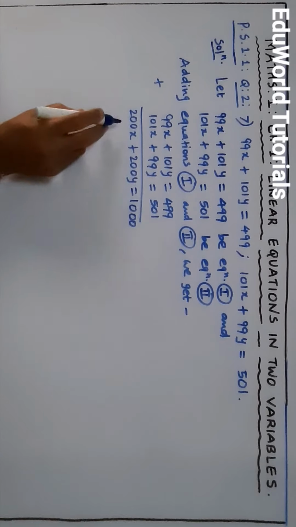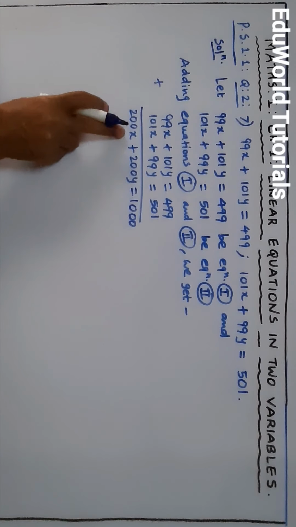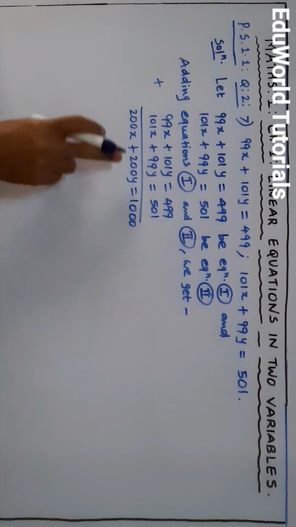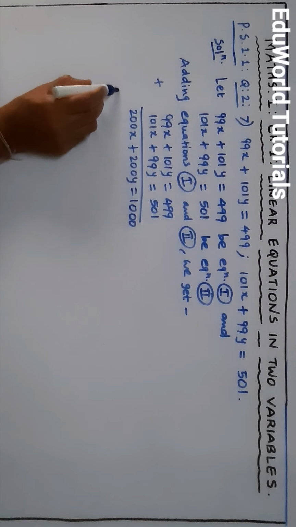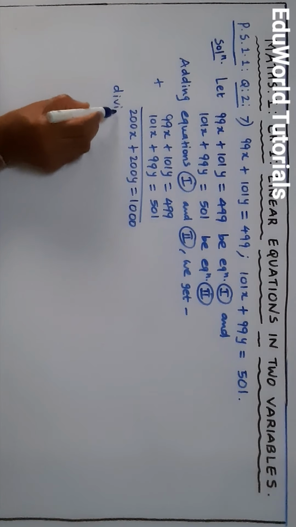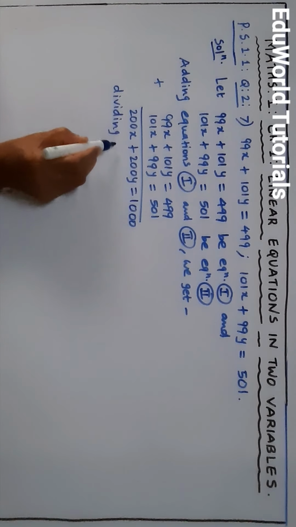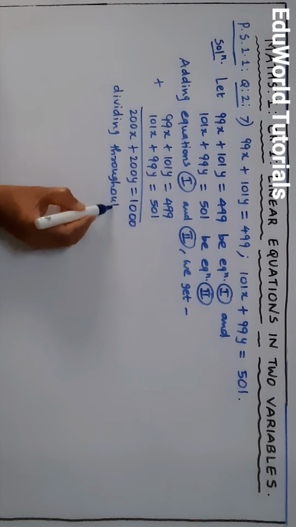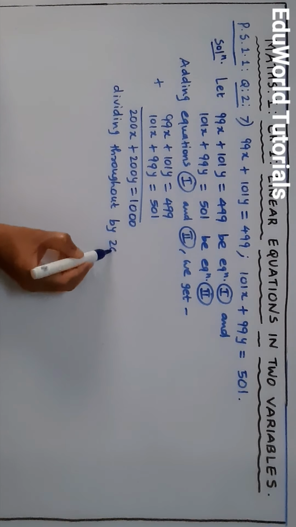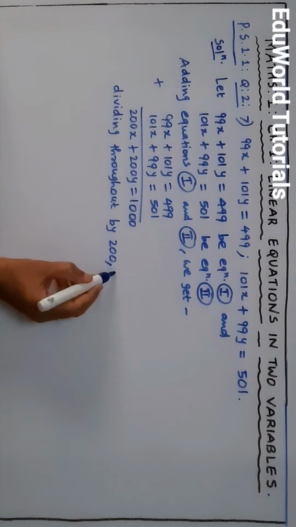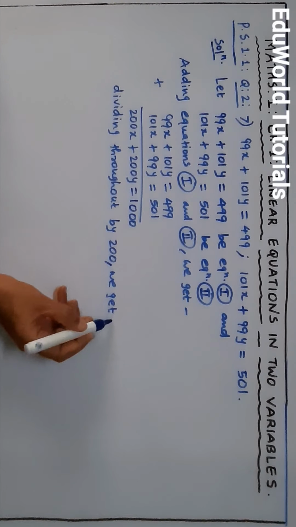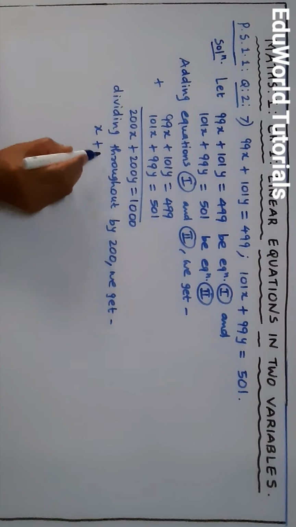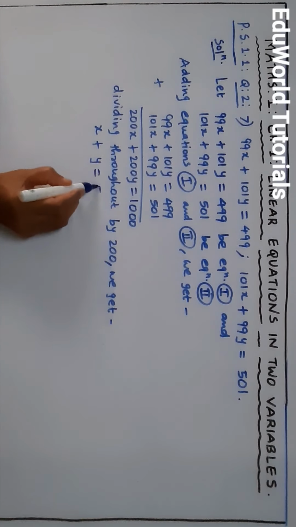On adding these two equations we get this, and you can see now the coefficient of x, that of y, and this number are all divisible by 200. So what do we have to write? Dividing throughout by 200, which means we have to divide each term by 200. What do we get? We get the reduced form of the equation, x plus y is equal to 5.